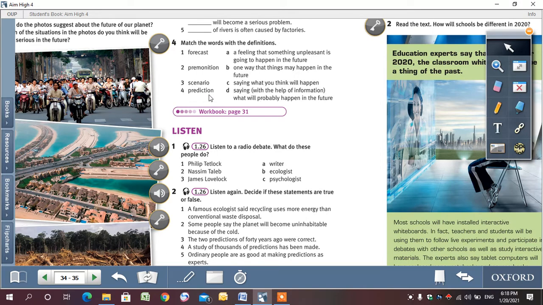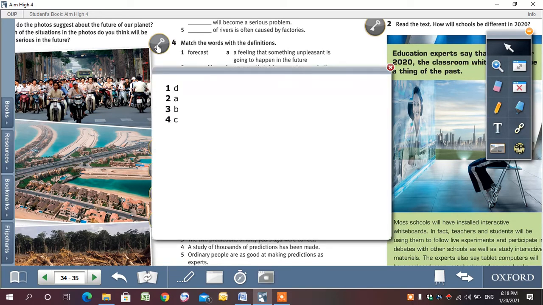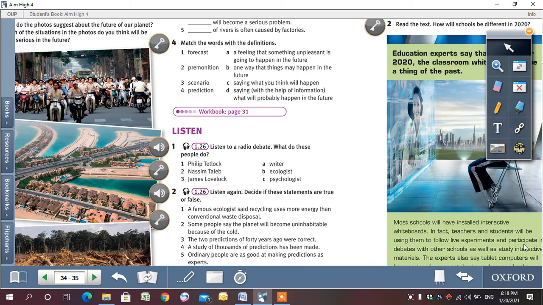Prediction, number 4, we match it with C, saying what you think will happen. So of course you predict what will happen in the future. And these are the answers. Number 1D, 2A, 3B, 4C. And that's the end of the lesson.